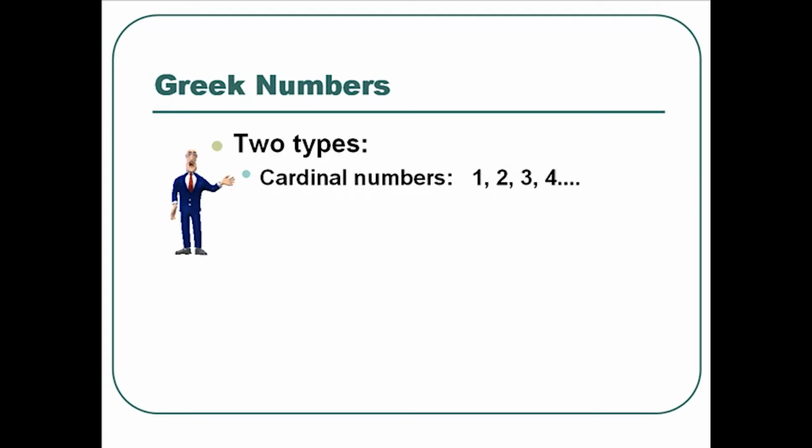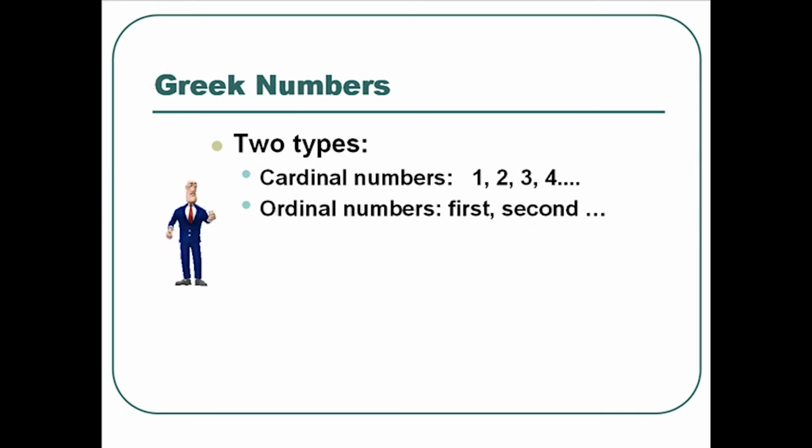All right, let's jump into the Greek number system. There are basically two types of numbers that we should be aware of. There are the cardinal numbers, which are like 1, 2, 3, 4, 5. And then there are the ordinal numbers, first, second, third, fourth, fifth, sixth, etc. The ordinal numbers tell the order, first or second or third, whereas the cardinal numbers just simply count 1, 2, 3, 4, 5.